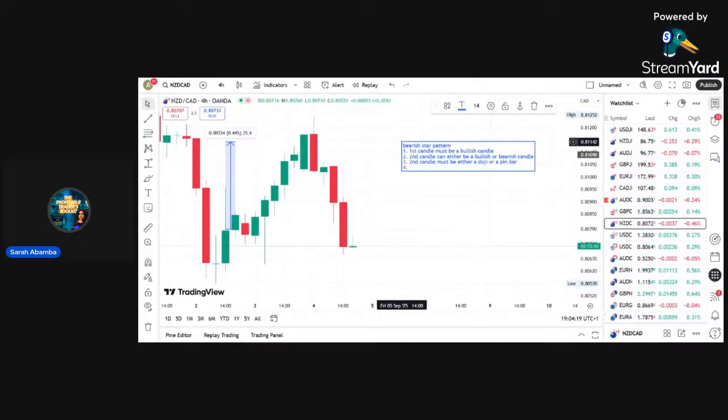Then your fourth condition, the third candle must be a bearish candle. This is because it's a bearish engulfing pattern. While the last condition is that it must be formed at a resistance. Okay, so this is the bearish pattern.